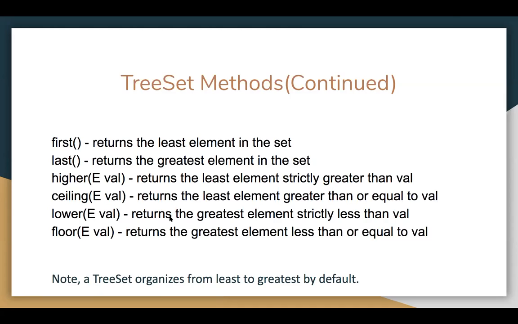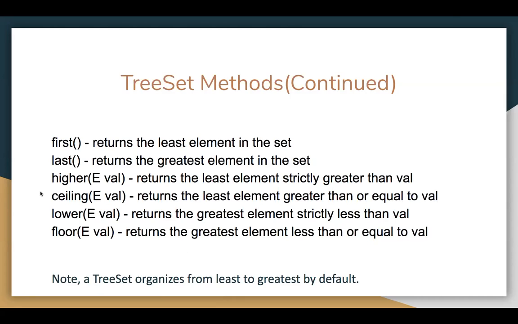Lower, and this returns the greatest element strictly less than val. So that's like, again, strictly less. So that means that it can't be equal to, it has to be less. Floor, less than or equal to.